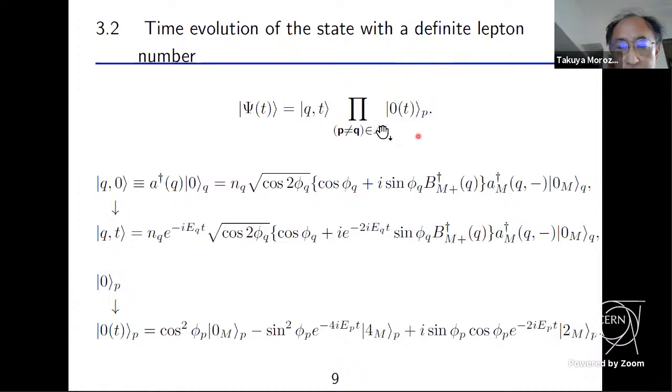And this is the vacuum part. The vacuum part also evolves in the same way. This is obvious because the four particle state and the two particle state are mixed. So in this way, we can explicitly construct the state at time t.